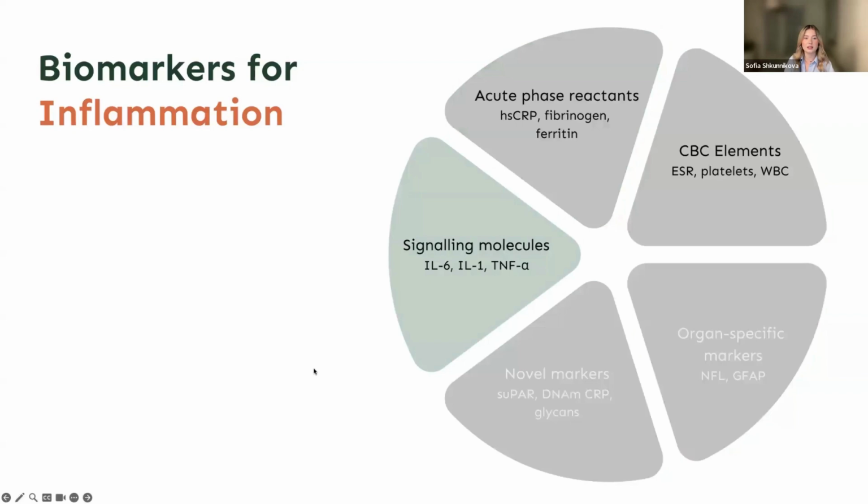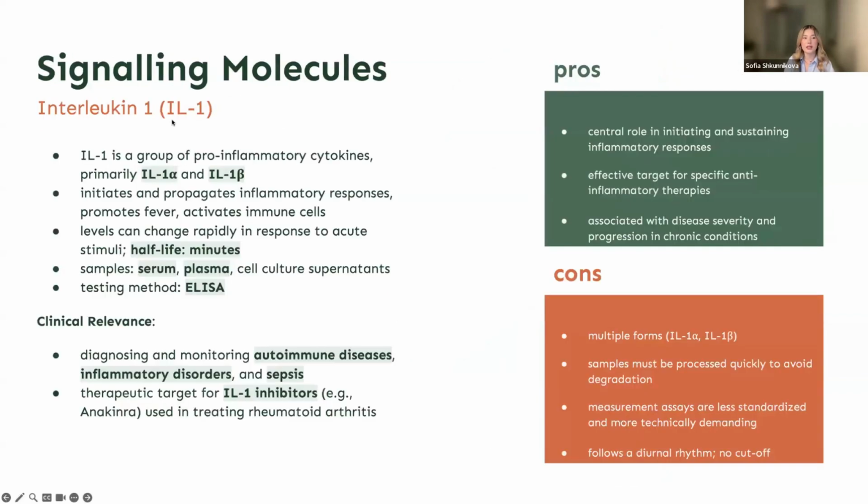So we'll start with the signaling molecules, and the first one is interleukin-1. It is actually a group of pro-inflammatory cytokines, primarily interleukin-1 alpha and beta as well. Their role is to initiate and propagate inflammatory responses, to promote fever, and to activate immune cells, just as we saw in the first part of the webinar.